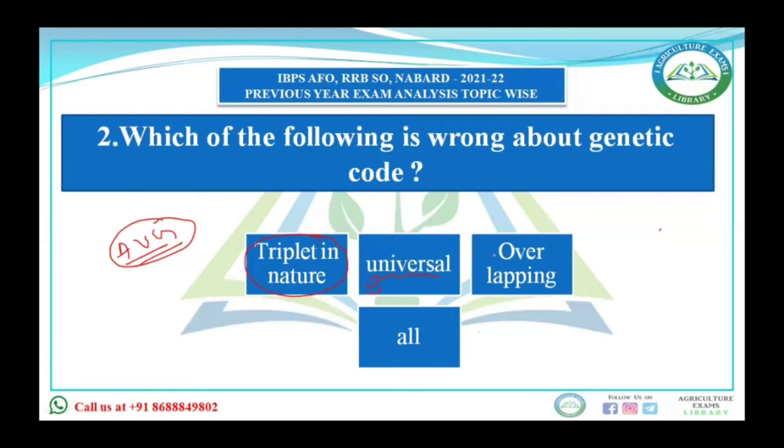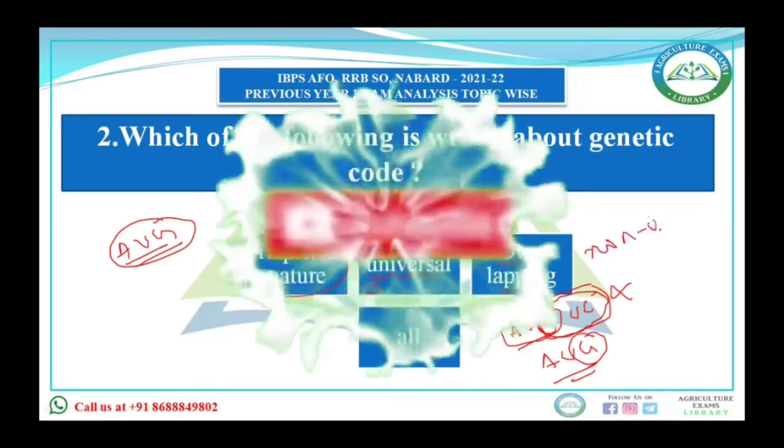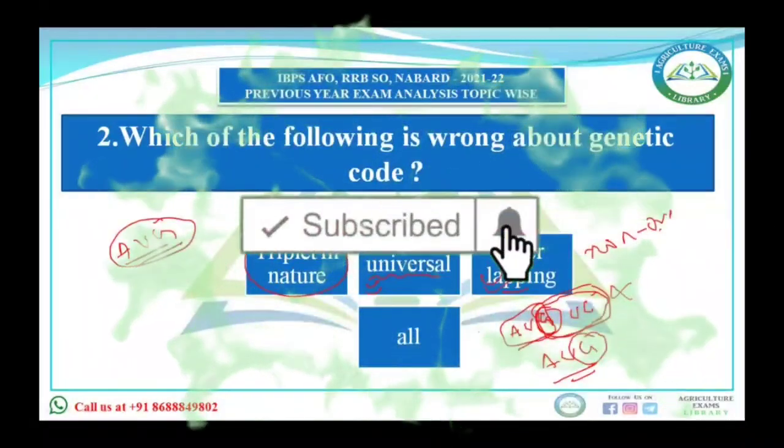And it's overlapping. Means suppose in one codon a guanine is present, then this guanine will be part of both the codon AUG as well as GUC, according to this overlapping nature. No, but it's wrong, because if this guanine is part of the codon AUG, it cannot be part of another codon. Means the genetic code is of non-overlapping nature. This is wrong about the genetic code.